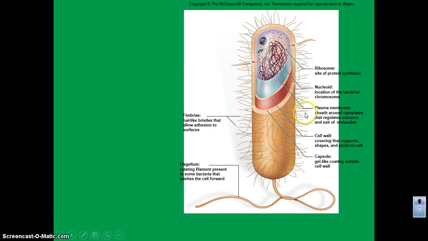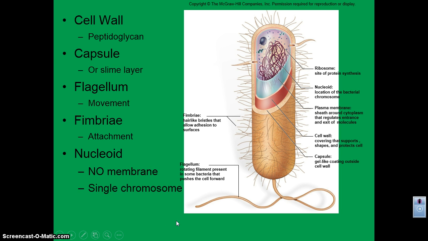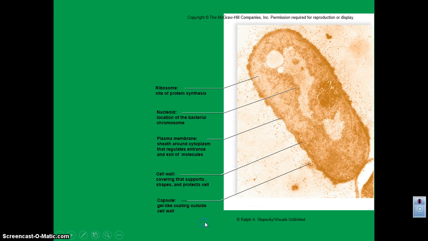It has a plasma membrane, which is around the cytoplasm, that bilipid layer of plasma membrane. They have a cell wall, which supports and structures it, and they usually have a capsule around the outside, a gel-like coating outside of the cell wall. The cell wall is made up of what we call peptidoglycan. The capsule is like a slime layer, and the flagellum is for movement while the fimbriae are for attachment. There's no membrane around the nucleoid, and it's a single chromosome. And the ribosomes, again, are for protein synthesis.